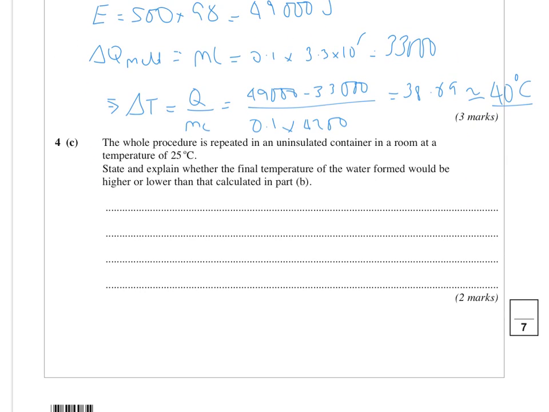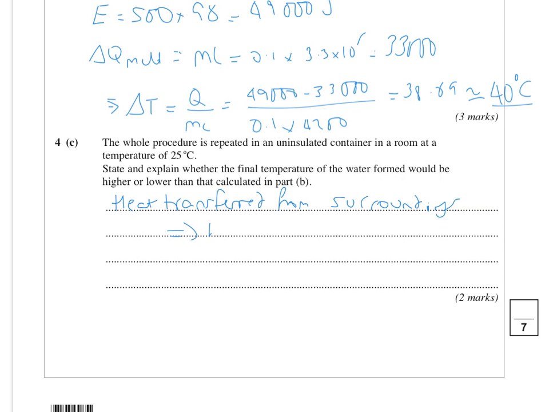The whole procedure is repeated in an uninsulated container in a room at a temperature of 25 degrees Celsius. So explain whether the final temperature of the water formed would be higher or lower than calculated in part B. So for the majority of the time, the system is below 25 degrees, so you're going to get heat transferred from the surroundings.